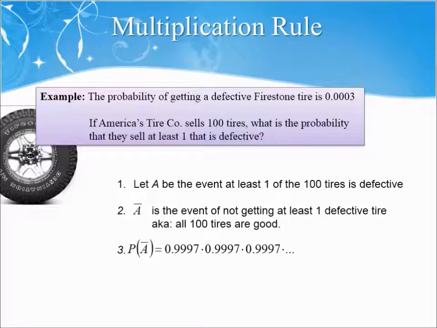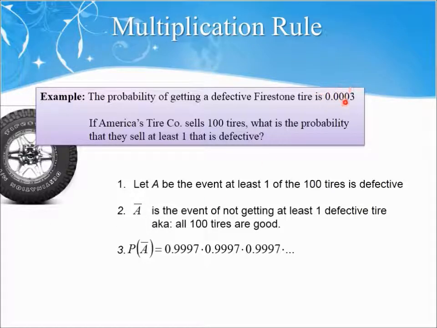Well, if we consider the probability of A complement, that would be 100 independent events where we're selecting tires and getting a good tire. So the probability of A complement would be the probability that the first one is good, which of course is 1 minus 0.0003.